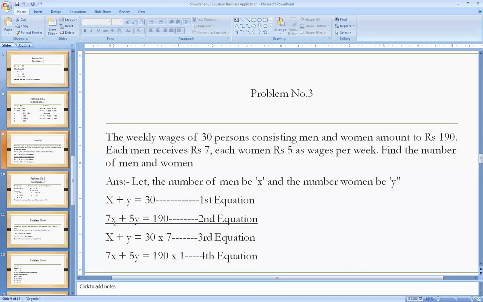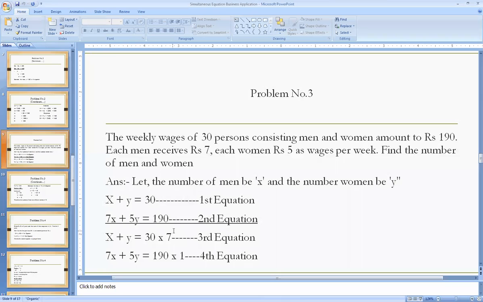Similarly, each man is receiving 7 rupees per day. So 7 into x, the number of men we have assumed as x, will become 7x. Similarly, a woman gets 5 rupees per day, and the number of women is the y variable. So 5 into y is nothing but 5y. Both together, for 1 week they are going to pay rupees 190. So these are the two equations to be framed.